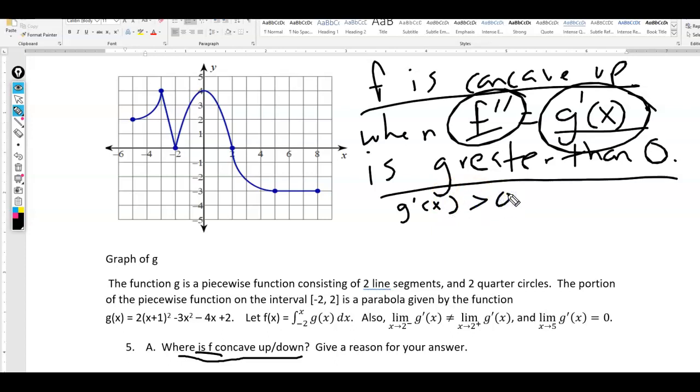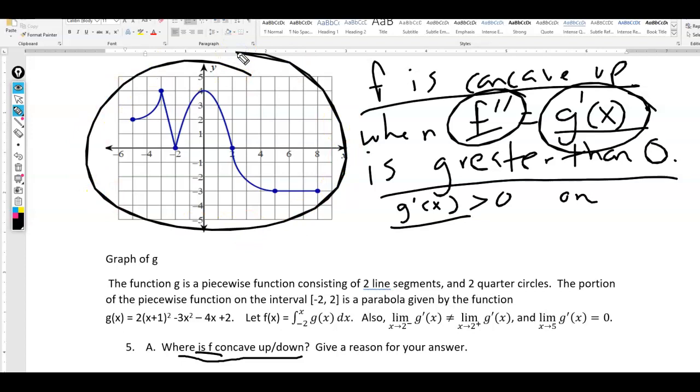G prime of x is greater than 0 on the following intervals. Well, remember, that's the slope. So when does this graph of G have a positive slope? Well, it has a positive slope here, and here, and that's it. So we would say it's concave up on -5 to -3. And it's concave up on the interval -2 to 4. And they don't really care whether you use brackets or not.